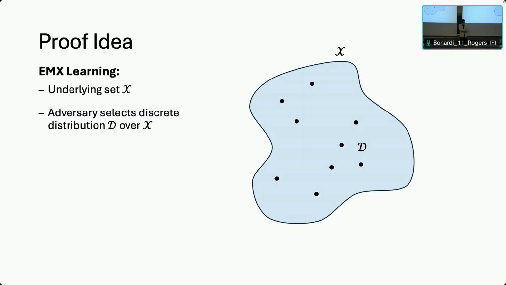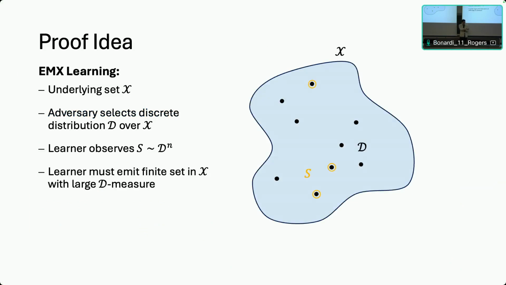You have an underlying set X. Your adversary selects some discrete distribution on X. The learner then observes a sample that's drawn from D, and it has to emit a finite set in X with hopefully large D measure. So it needs to guess the rest of these black points using any arbitrarily large finite set. That's EMX learning, from some kind of seminal work a couple years back.